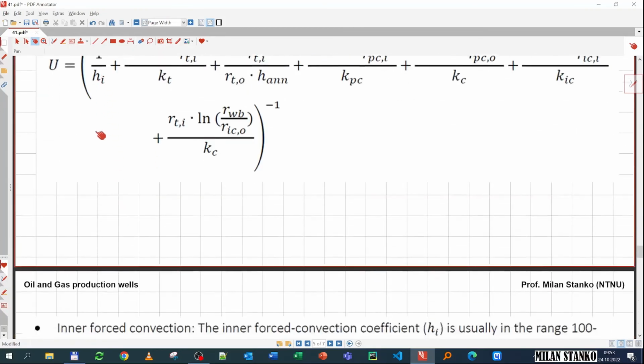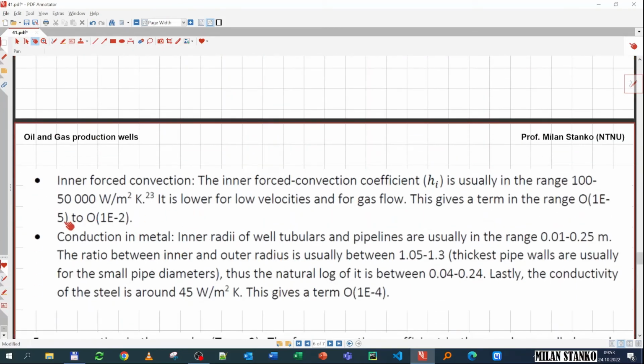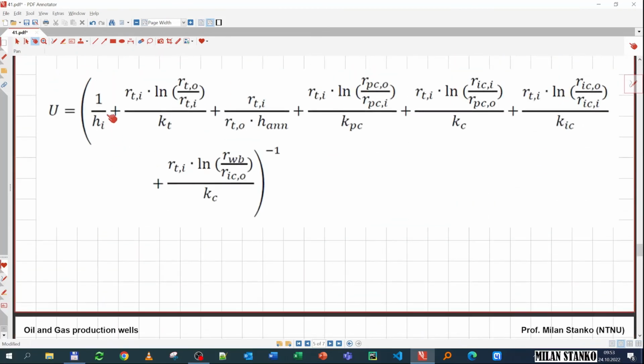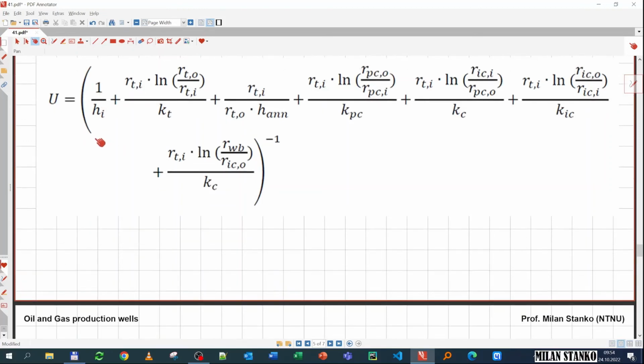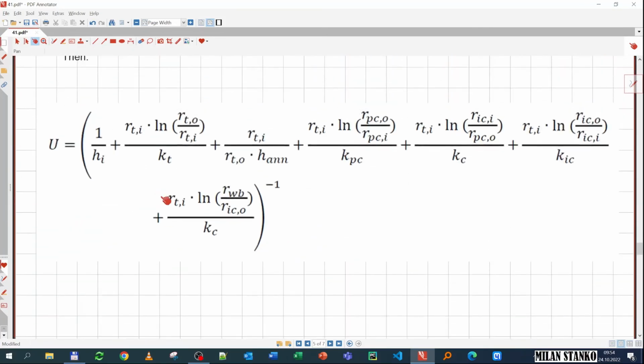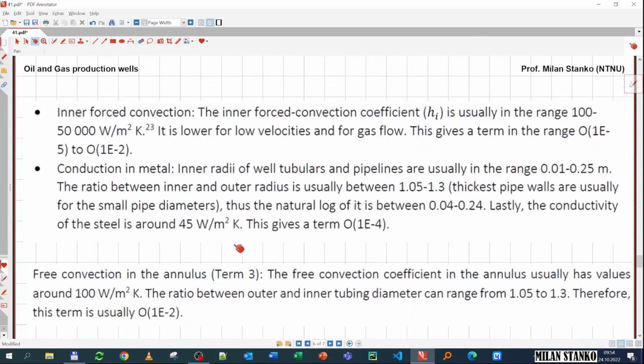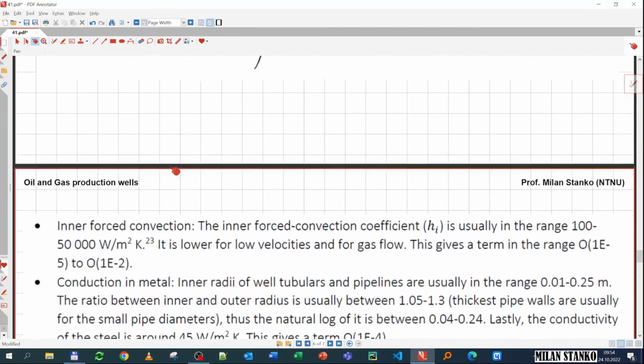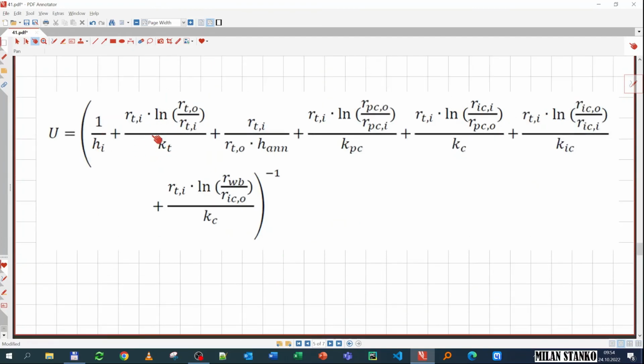And then because of that, the inverse is going to range from 10 to the minus 5 to 10 to the minus 2. So it can be very small or it can be not so small. The conduction in the metal, for the tubing, production casing, and intermediate casing, I was trying to look into some numbers: the ratio between the external and internal radius typically gives an order of 10 to the minus 4. So it's relatively small.